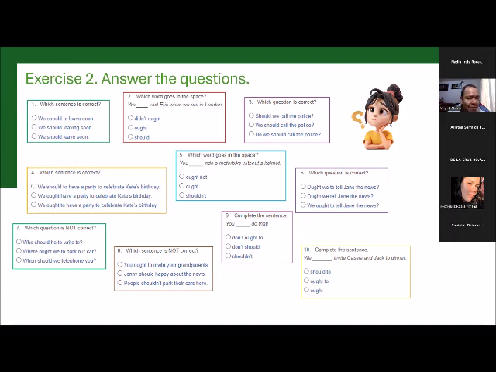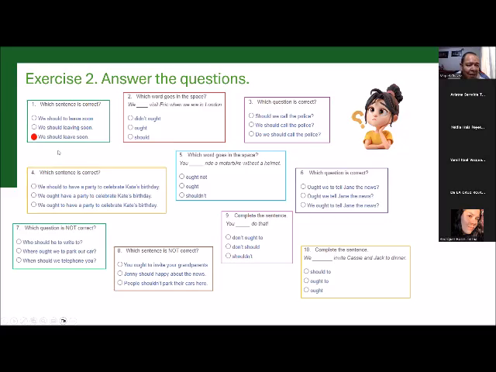Number 1. Which sentence is correct? We should leave soon. Exactly. Thank you, Nadia. Yes, you're right. Okay, the other one. Remember, after should, we have the main verb. And after ought, we have to before the main verb.